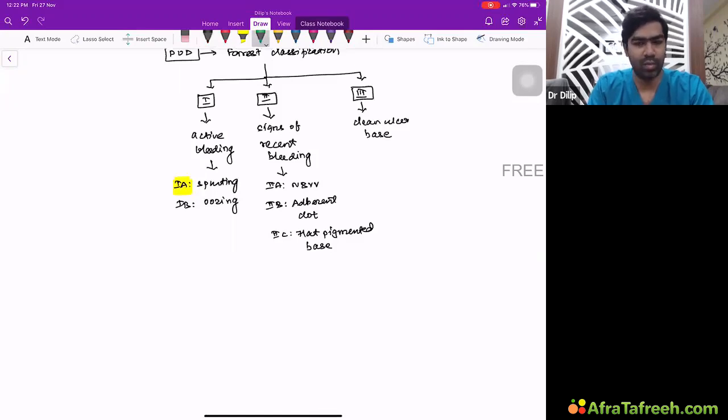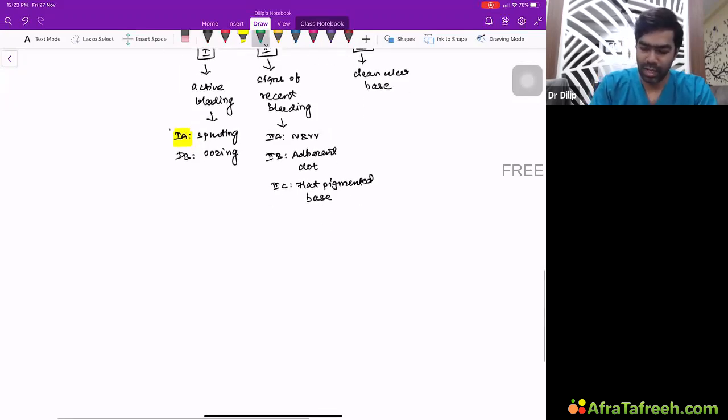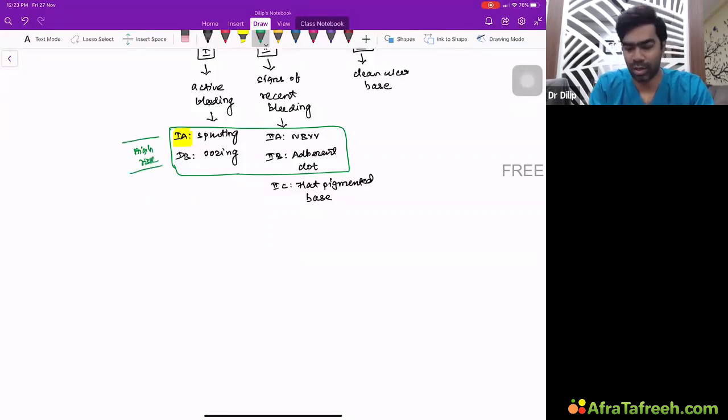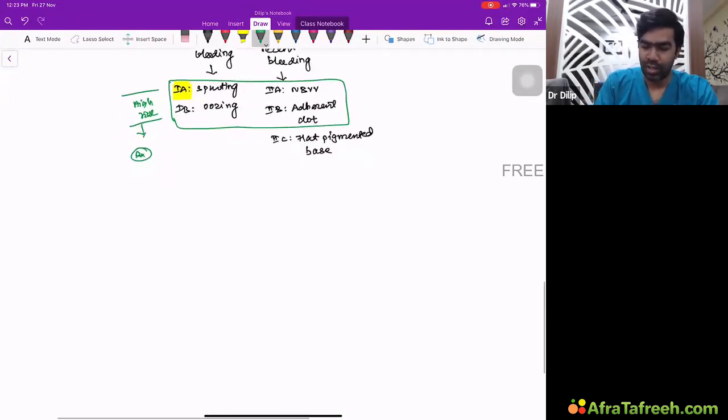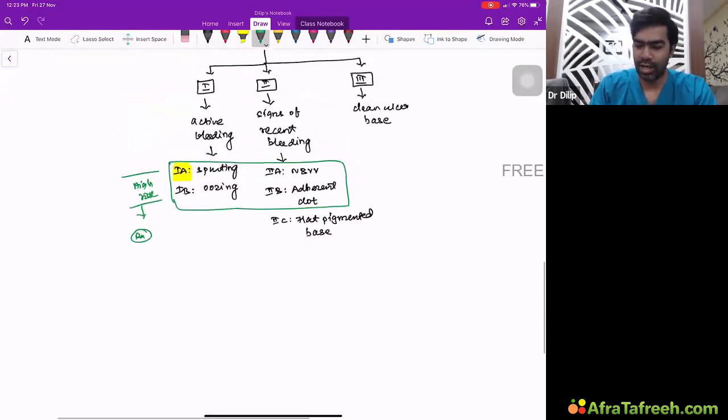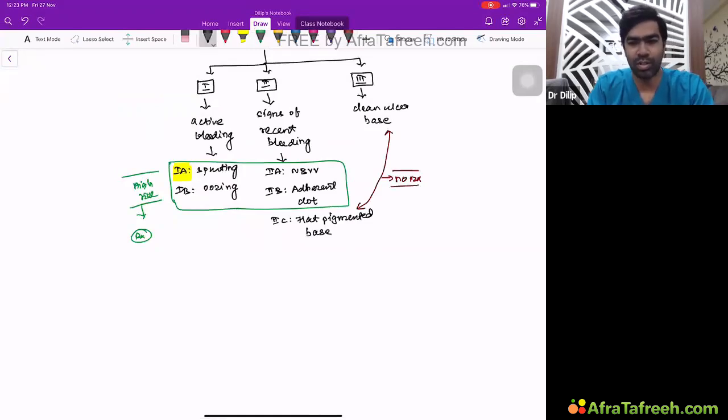But remember, what to treat and what not to treat is very important. So classes 1A, 1B, 2A, 2B are basically referred to as high risk stigmata, which means these are considered to be extremely high risk for recurrent bleeding. So these patients have to be treated. 1A, 1B, 2A, 2B have to be treated. And 2C and class 3 need not be treated. Generally, we don't treat them. So just the routine stabilization protocols are enough. You don't really need to treat 2C and 3 endoscopically.